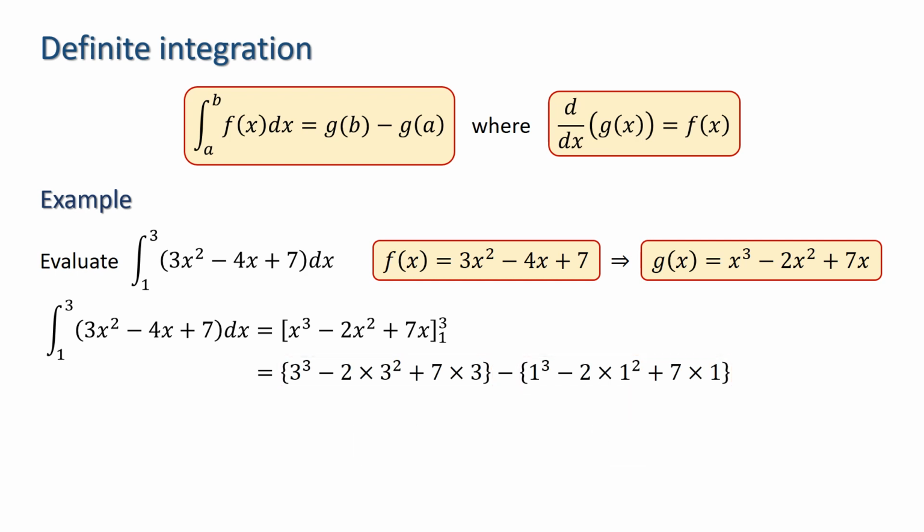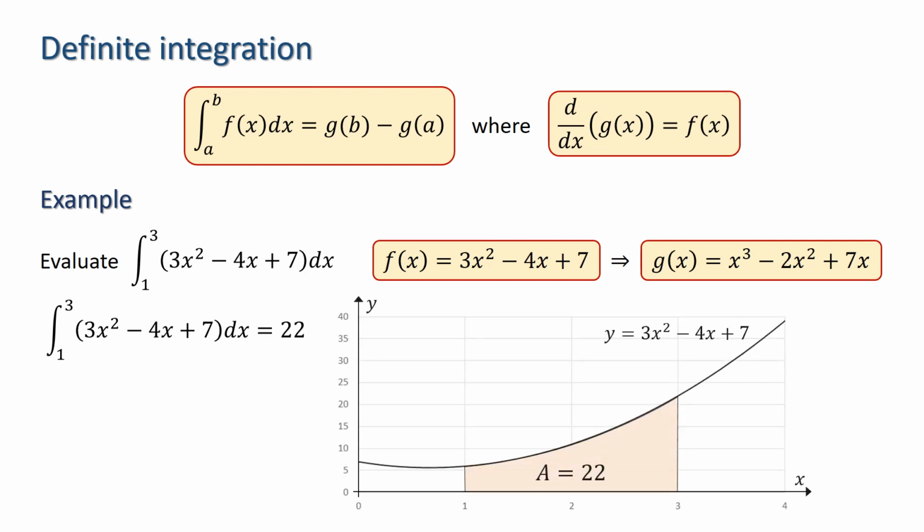Finally, we do the calculations. We have 27 minus 18 plus 21, minus 1 minus 2 plus 7, which yields 30 minus 8, and the integral equals 22. That is, the shaded area equals 22. We note again here that performing definite integration has generated a numerical value, unlike indefinite integration, which generates a formula that describes an infinite family of functions separated by constant values.